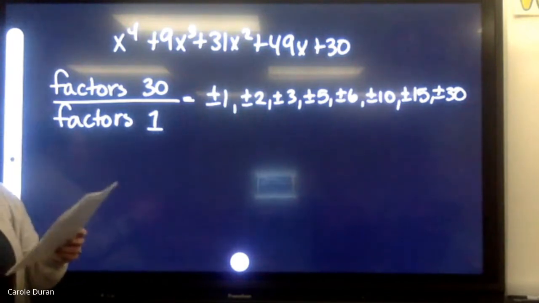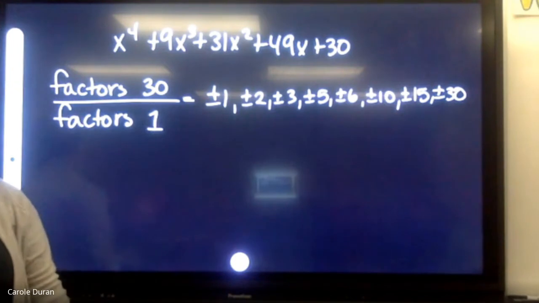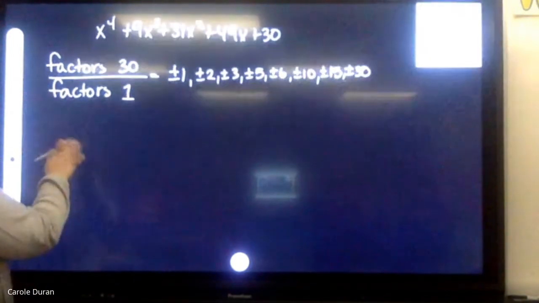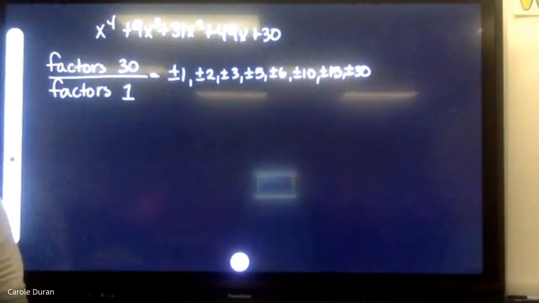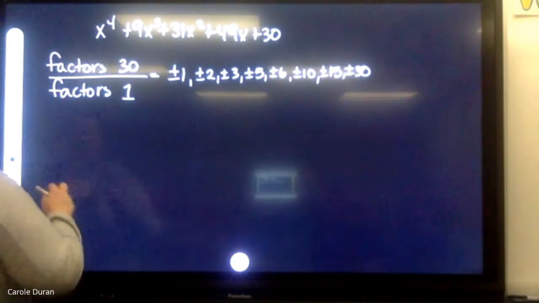Once I've made that list, I need to go ahead and test using synthetic division to see if I can find any of my zeros. Of course, I'm going to tell you which ones we're going to test on this one to save some time. How many times will I need to do synthetic division on this? Twice, to get it down to a quadratic that I can then use the quadratic formula to solve. I need to get it down to a quadratic, and then I can stop with the synthetic division.